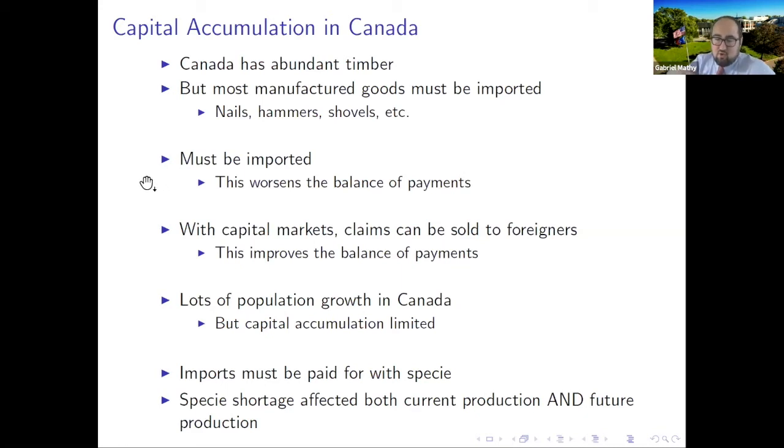So any attempt to grow more rapidly is going to put more strain on imports, because you're going to have to import any kind of metal implement to grow. Plus you have to import all the goods you need to barter with the natives. All of that is going to put even more pressure on the balance of payments. And so the species shortage is going to limit your standard of living in the current period, because you're not able to import as many European goods as you want. You have lots of wheat and lots of beaver skins, but your standard of living is going to be affected by a shortage of species.